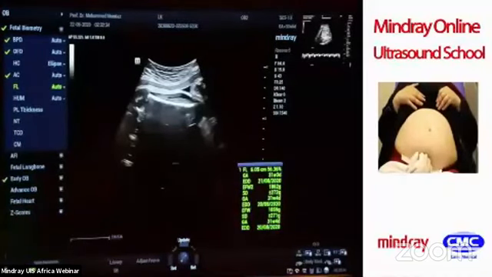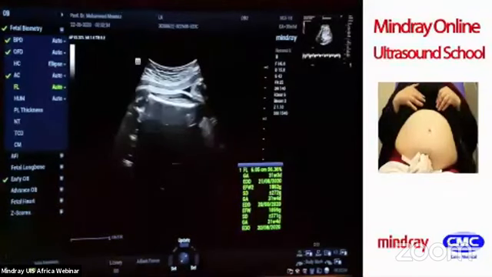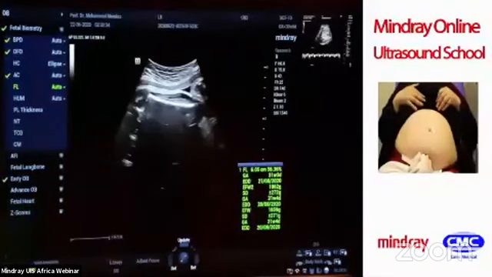The estimated age from ultrasound is 31 weeks. The estimated age from the last menstrual period is 30 weeks, 5 days. The estimated weight here is 1,862 grams, which is appropriate for gestational age.